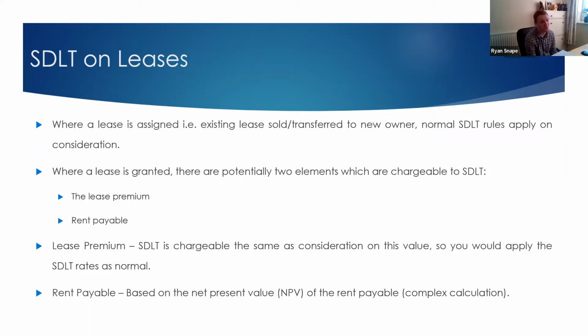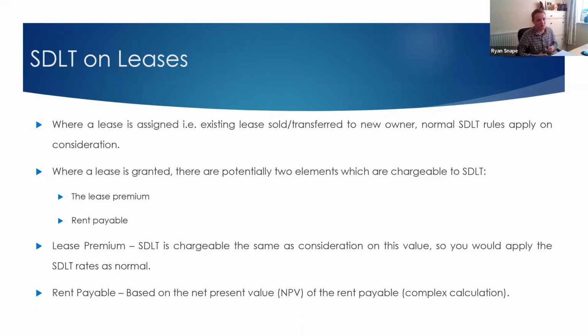The story's a little bit different where we have the grant of a new lease, so we're creating a lease. In that event, we need to think about both the lease premium, which is the amount payable up front for the acquisition of the lease, and also the rent payable over the life of the lease. For the lease premium, it's not too difficult, because stamp duty land tax is chargeable in the same way as normal consideration on, say, a freehold property. Whatever is payable up front is assessable in the same way as if it were acquiring a freehold. Though it's probably worth noting that different rates apply for residential and non-residential property.